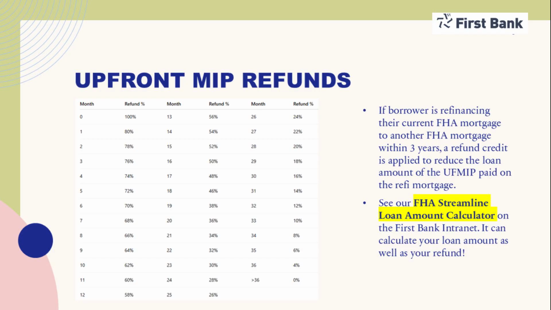Now, as you can see from the table, the refund percentage starts at 100% if they refinance in the same month, and it gradually decreases each month after that. By the 36th month, or 3 years, the refund drops to 0. So for example, if someone refinances in month 6, they'd get about a 70% refund of their original MIP. But if they wait until month 24, that drops to just 28%. This is a great talking point when working with borrowers who are refinancing early. It can save them a decent amount on their new loan.